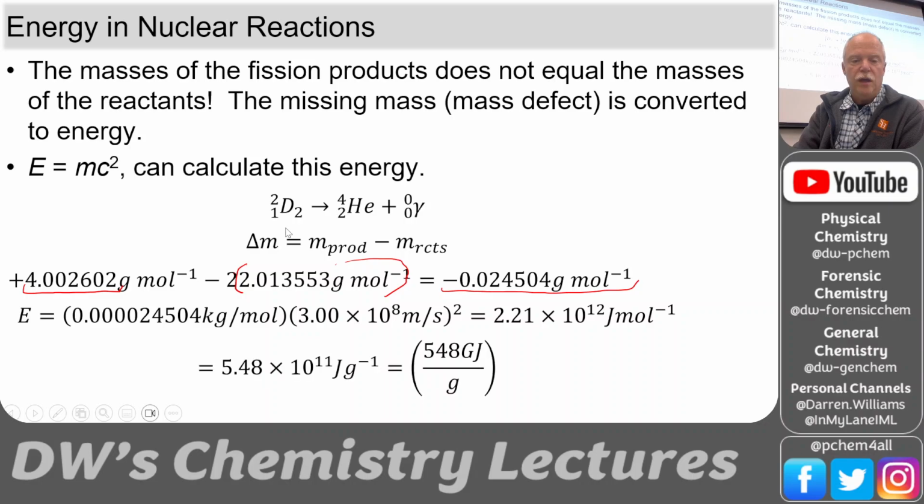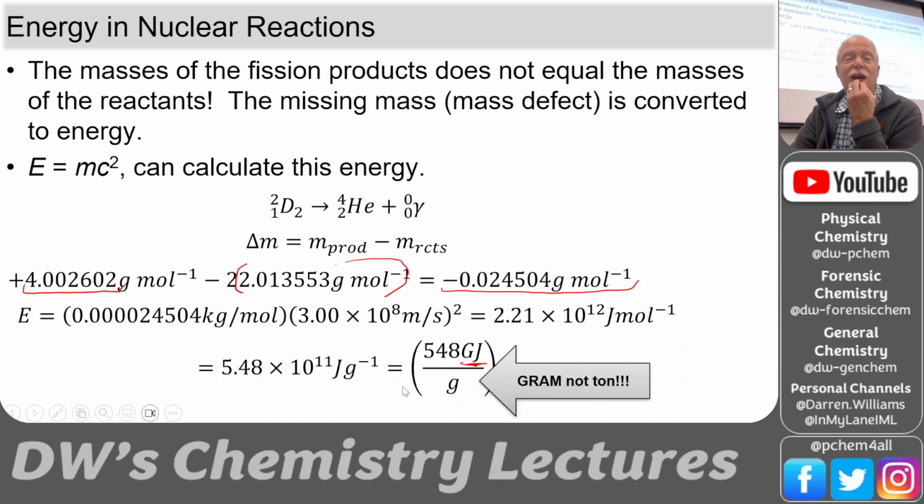Okay, and so we could convert that over to joules per gram. So that's 5.48 times 10 to the 11th joules per gram. Remember, giga is 10 to the 9th, so that's 548 gigajoules per gram from the deuterium fusion reaction. So that's a gram, not a ton.